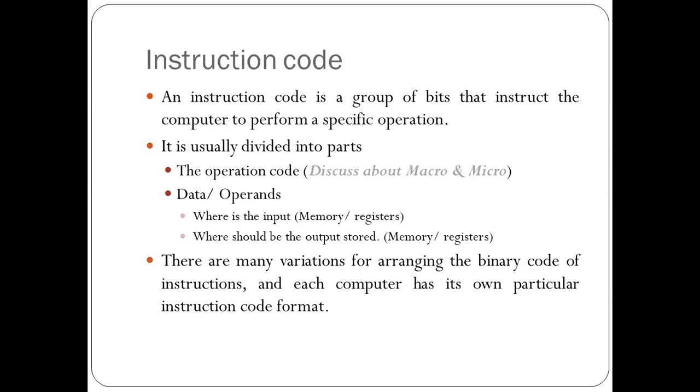Okay, if the total binary bits related to one particular instruction, if I say that as instruction code, it is divided into two parts, right? One is the operation code, the other is the operands, or the data on which the above said operation needs to be performed.